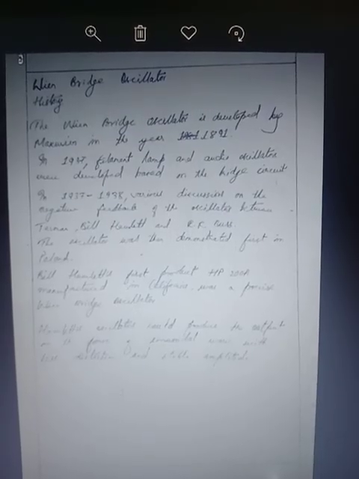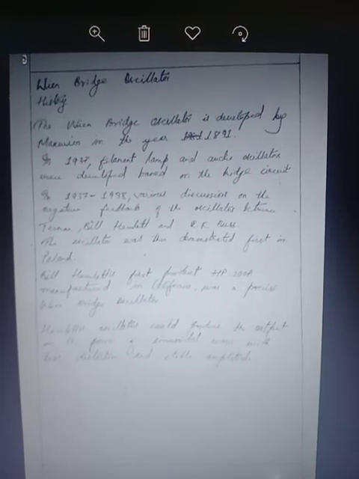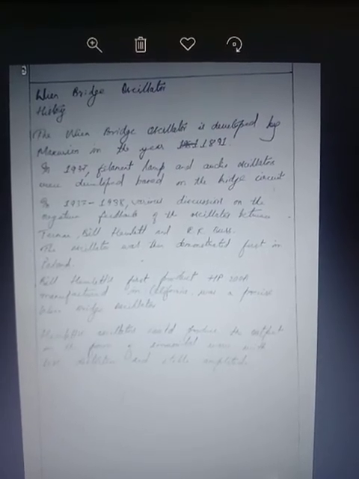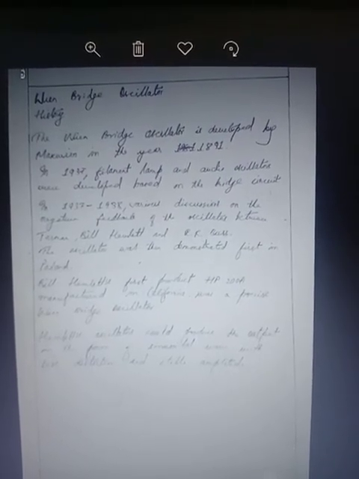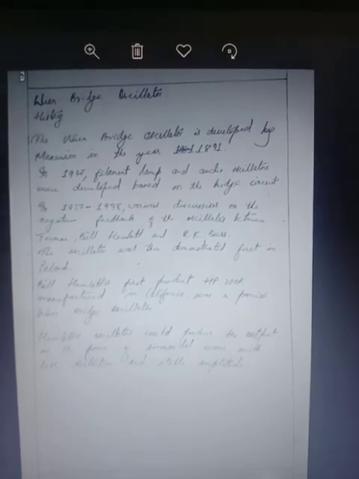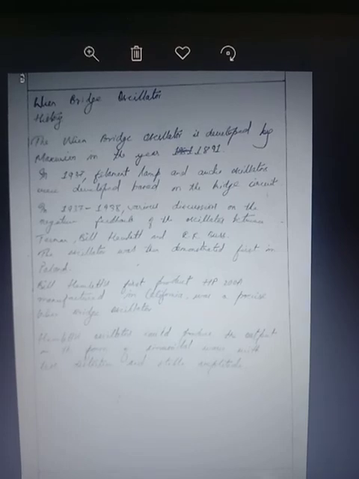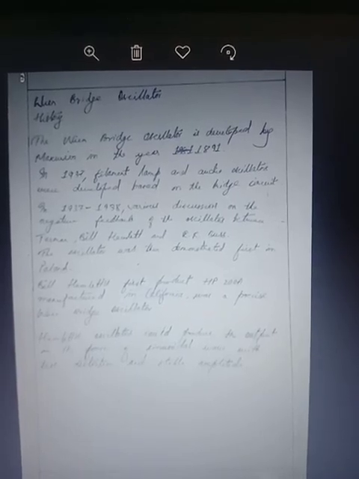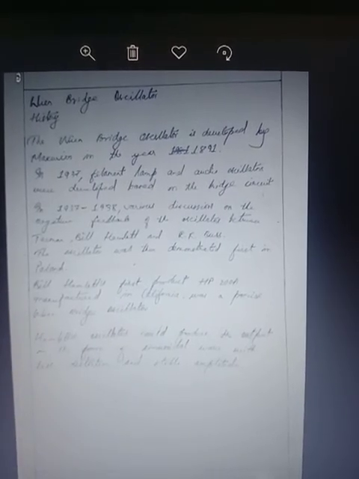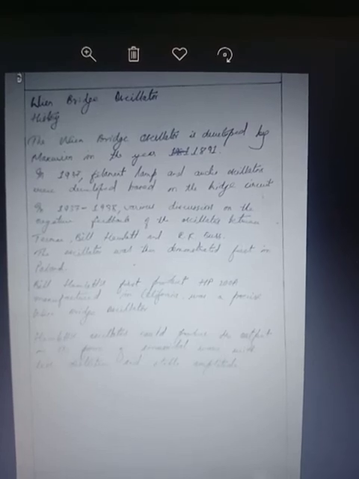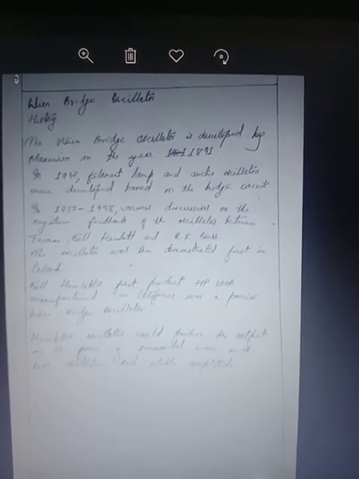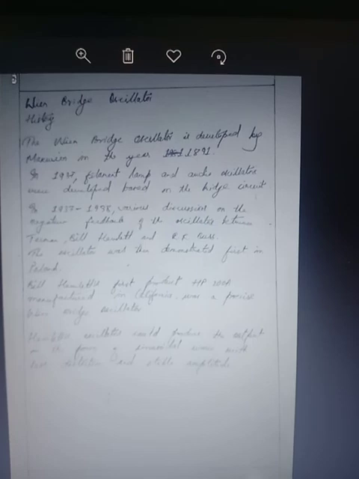Starting with the history, the Wien Bridge Oscillator was developed by Max Wien in the year 1891. In 1937, a filament lamp and active oscillations were developed based on the bridge circuit. In 1937 to 1938, there were various discussions on the negative feedback of the oscillations between Tom, Bill Hewlett and Arad. The oscillator was then demonstrated first in Poland.